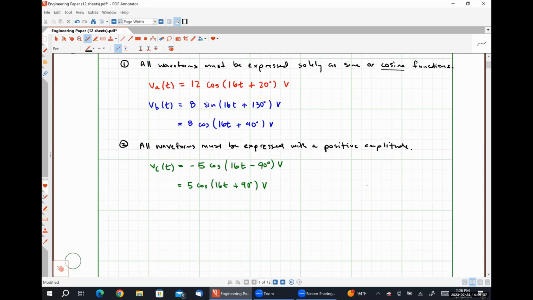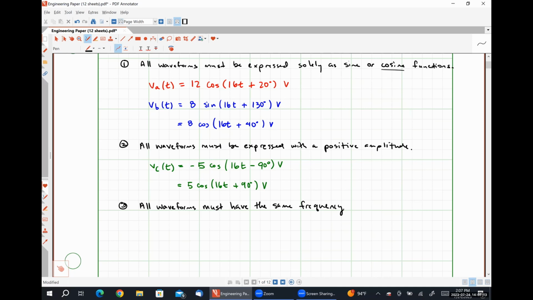And then finally, our third criterion for comparison is that all waveforms must have the same frequency. And unfortunately, there's no trig identity that will allow us to correct for things if our signals have different frequencies. So there's no real example that I can do here to fix it.